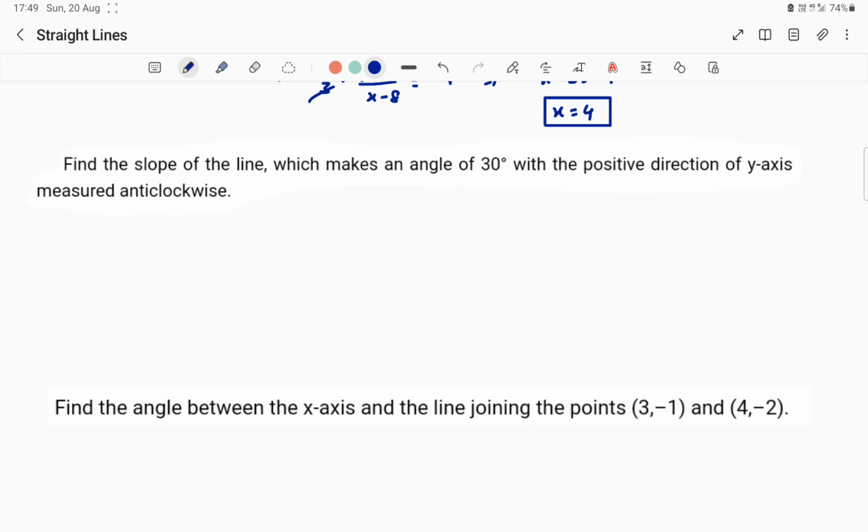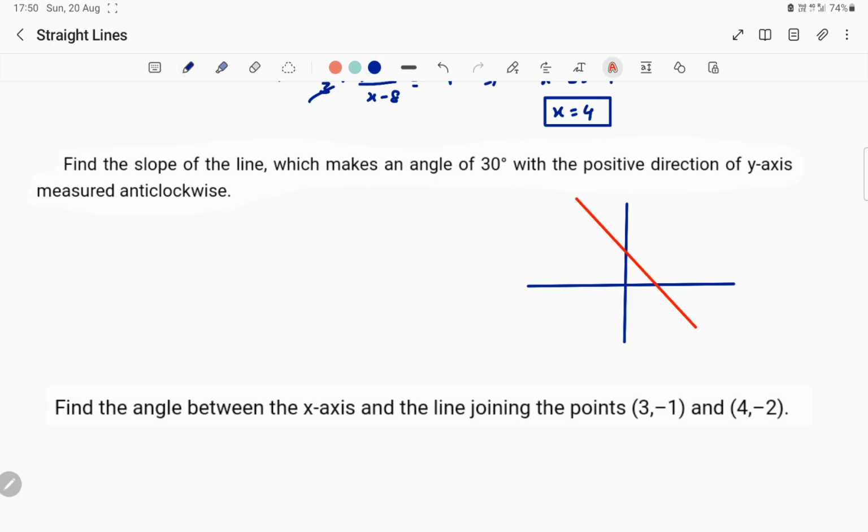The next we have is find the slope of the line which makes an angle 30 degree with the positive direction of y-axis measured anti-clockwise. I'll say again, you can pause the video and try to solve, and then later on come and verify. So the question is, find the slope of the line which makes an angle 30 degree with positive direction of y-axis. Okay, no problem.